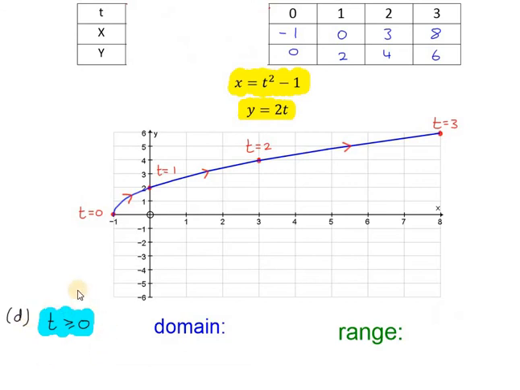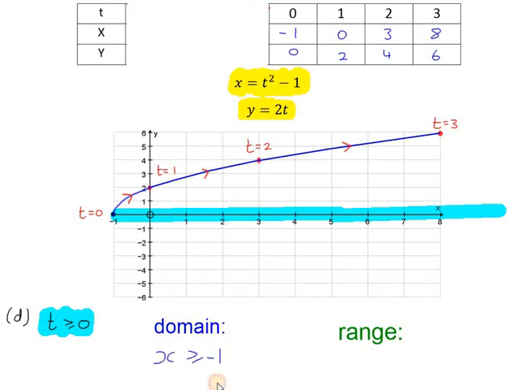So t now starts from 0 and will go to infinity. So x can take any value starting from -1, and then it goes on to infinity, so we have x greater than or equal to -1. And because the graph doesn't stop at this point, it continues forever, then the range, or the values of y which are valid, is y greater than or equal to 0.